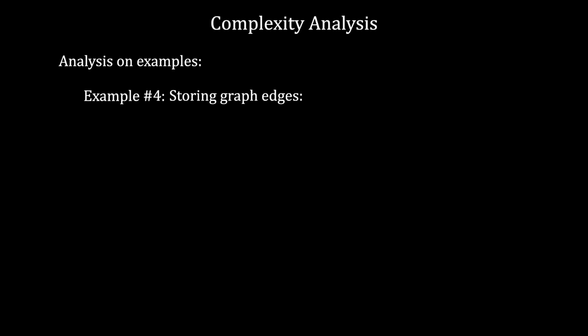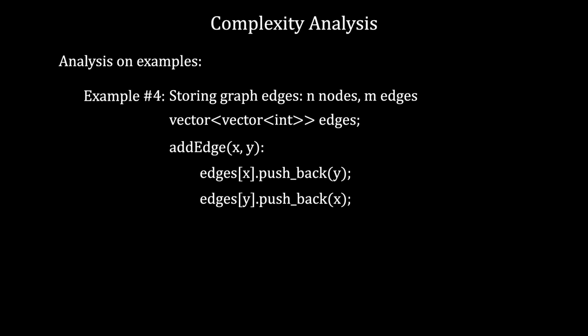Now for the fourth example, let's store the edges of some graph. Let's say the graph has n nodes and m edges. Using my favorite language, which is C++, we can store these edges in a vector of vectors of integers. I know this might sound a little bit complicated, but if you think about it, for each node we need to store a list of integers, where each integer represents a neighbor of that node. And because we need to store n lists, we will basically store a list of lists, which is the vector of vectors of integers. Now let's say we have defined a function add edge of x and y, which adds the edge x and y each time an edge is given. In order to do that, we push the value y into the list of x's neighbors and push the value x into the list of y's neighbors.